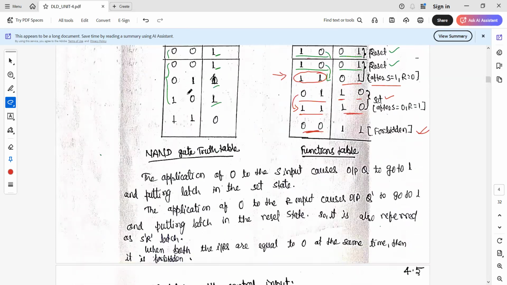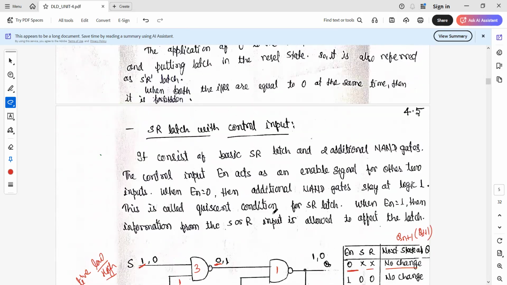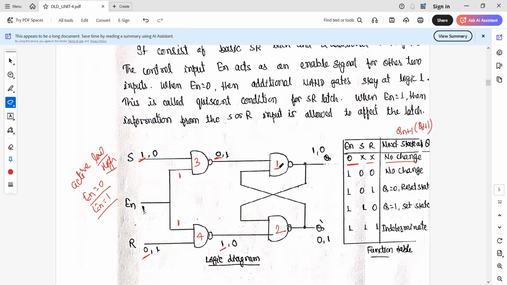The same NAND gate concept we are going to use here: if any input is 0, output is 1. So for NAND gate 1, one input is 0, so we are sure that the output is 1. And this output is given as input here, so finally 1, 1 is the input, so the output is 0. So now Q is 1 and Q bar is 0. That will be called the set state.